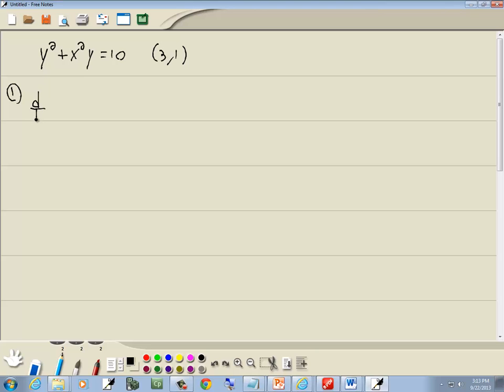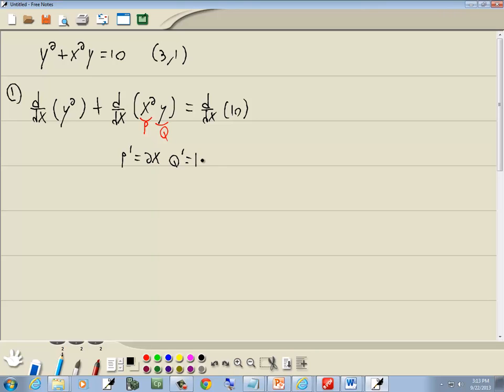We're going to take the derivative of everything where it's sitting. So we'll take the derivative of y squared with respect to x. We'll take the derivative of x squared y with respect to x. And we'll take the derivative of 10 with respect to x. Now this middle one is the product rule. So that'll be p, that'll be q. We've got two things multiplied together. P prime, the derivative of x squared, is 2x. Q prime, the derivative of y is 1, but we have to add on a y prime.